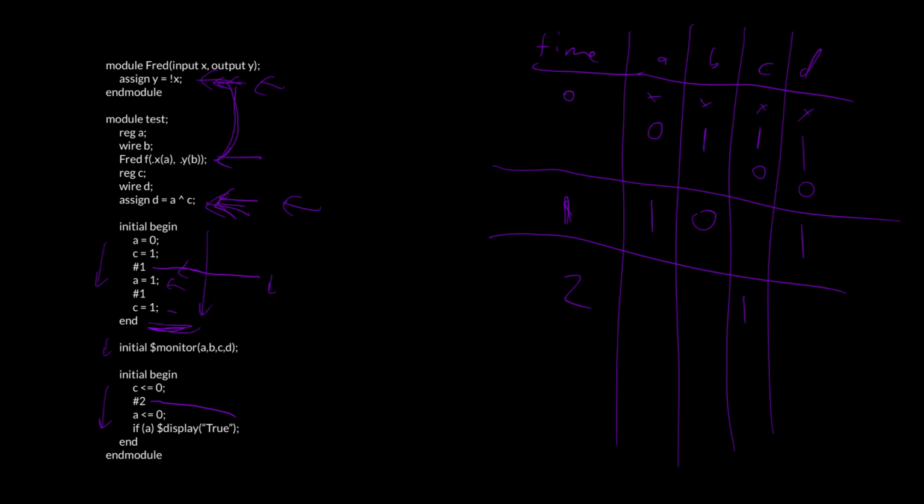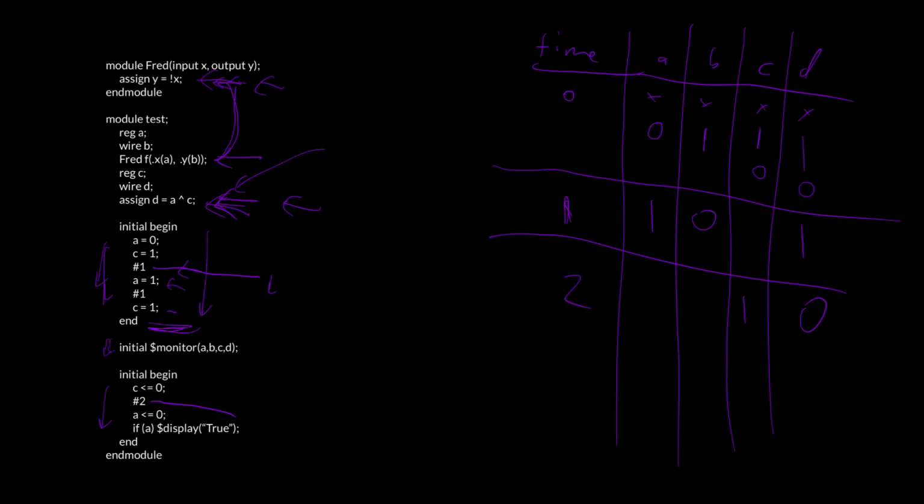C has changed. Does that trigger anything? Yes, it does. It triggers this assign statement here. Let's just do this assign statement now before we forget. So let D equal A exclusive or C. A is 1, C is 1, so D becomes 0. Does changing D trigger something? No, it doesn't. So we've done the assign statement. We've finished the process here.